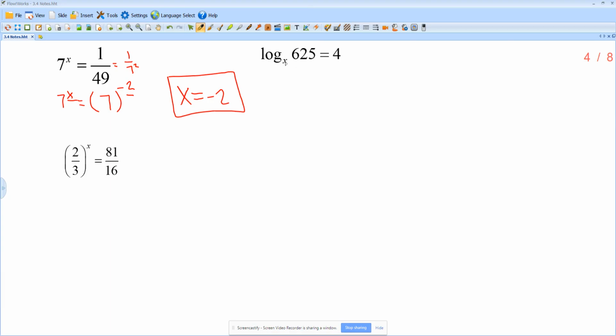Log base x of 625 equals 4. So if I'm looking at this problem, I want to get rid of the logarithm. So I take that base and I use it as the base of an exponential function on both sides. So this is x to the power of log base x, which cancels. So I'm left with 625. And x to the power of 4, which is x to the 4th. You can either think through, or at this point, you can take the 4th root on both sides. The 4th root of 625 is going to give me x equals 5.